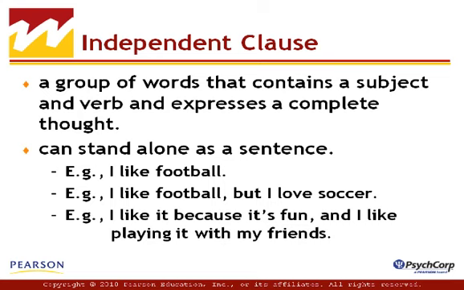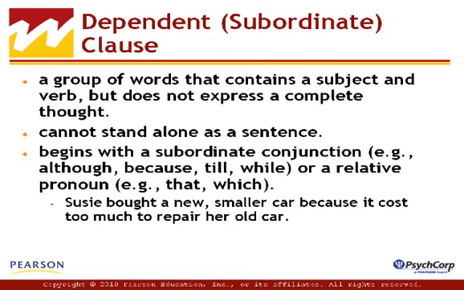The dependent clause to which I referred with the last sentence would be a group of words that includes a subject and a verb, but it does not express a complete thought, and it cannot stand alone as a sentence. It typically begins with a subordinate conjunction, maybe something like although, because, while, or it might begin with a relative pronoun, that or which. So here, for example, the example that I pulled out here, Susie bought a new car, a new smaller car, because it cost too much to repair her old car.